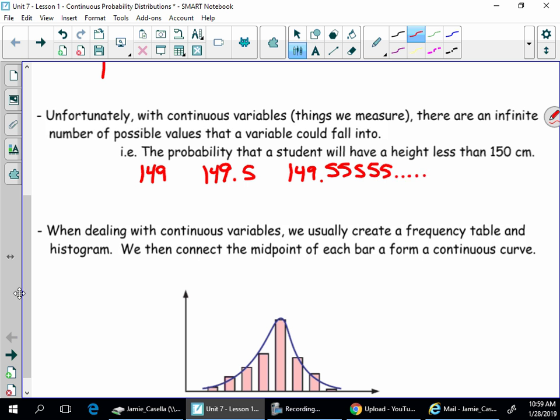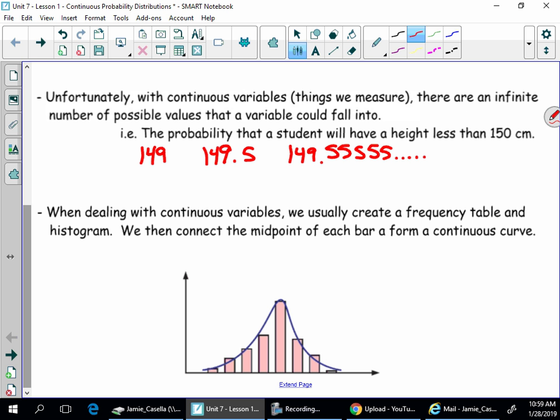That's just looking at one number and some decimals to it. As I said, there's going to be an infinite number of possibilities. We can't make a list. Not possible. So we're going to have to approach this in a different way. And a different way is we're going to make graphs.